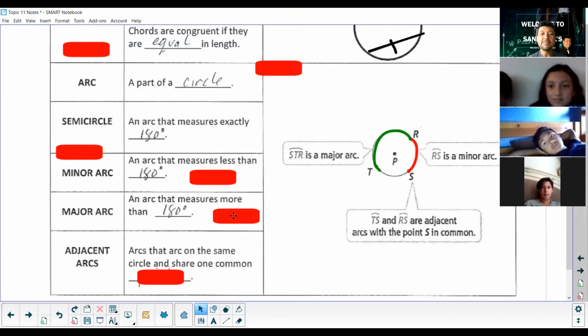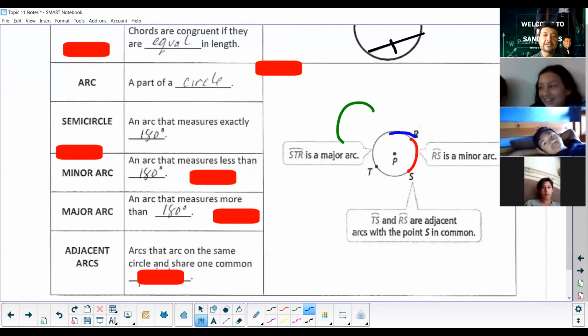In order for it to be a major arc, it has to go all the way around. So let me give you an example of a major arc. Let me take that away. Let me do it in blue. Major arc goes from here to, ooh, that's a bad one. Let's see if I could trace it going all the way around. So everybody see that? I went past 180? Yes. So that's a major arc.